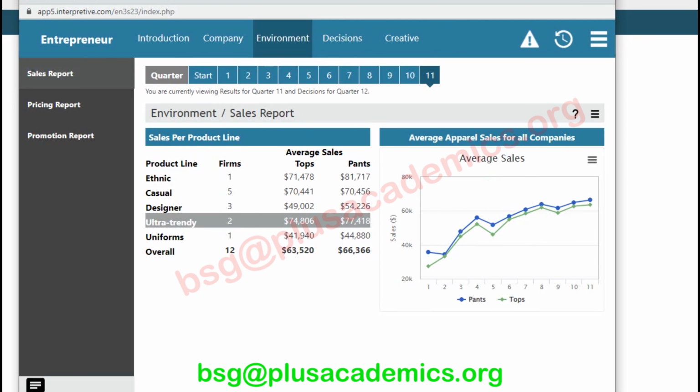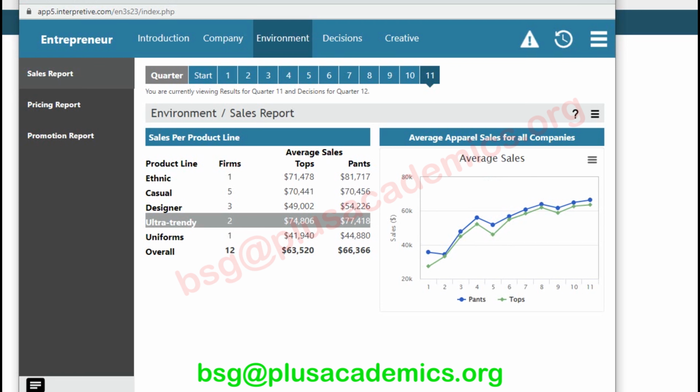And you can see this is a very lucrative category because it has very huge average sales. That's why you can see tops are having 74K, and in pants, the average was 77K. In categories such as casual, you can see the competition is quite high because the number of firms there is very high. However, despite that, you can see nearly all of them are selling an average of 70K for tops and 70K in pants. But for ultra trendy, this is very lucrative. As you can see, the average is quite high and the competition level is very low.